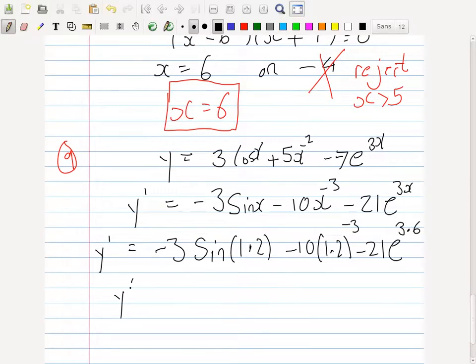So, can I have a calculator, please? Somebody must have a calculator. No? Are you kidding me? You going to type this in for me, Nas? Can you make sure it's in radians, please? Yeah.